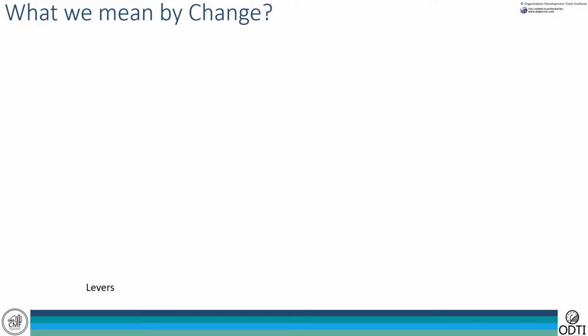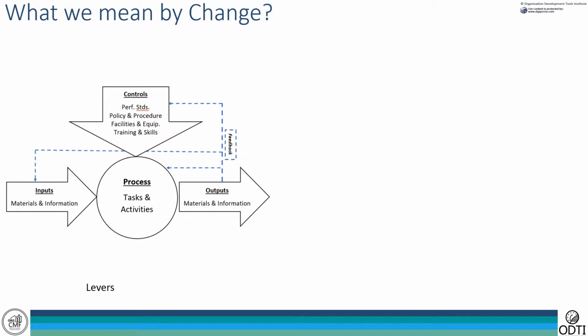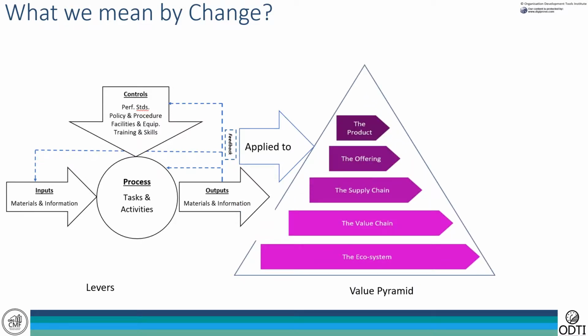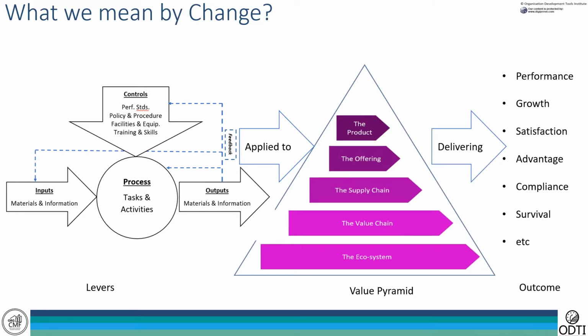What do we mean by change? There are many variables and levers that can be changed in an organization's core business process. And these changes can be applied at any level in the organization's value pyramid. So there are many choices open to leadership. Ultimately, the driver for the organization's leadership is to achieve the target business outcomes.